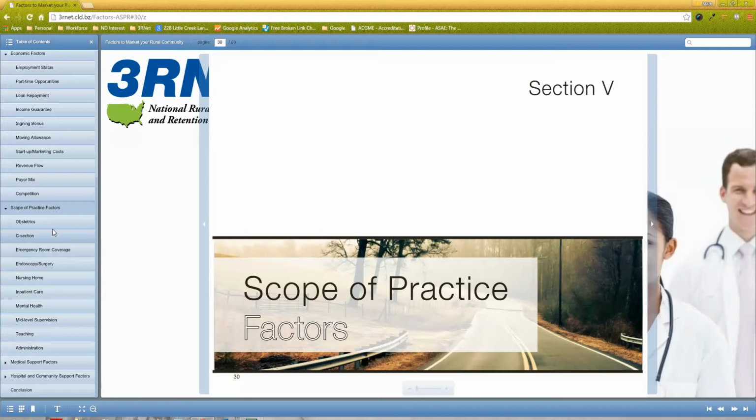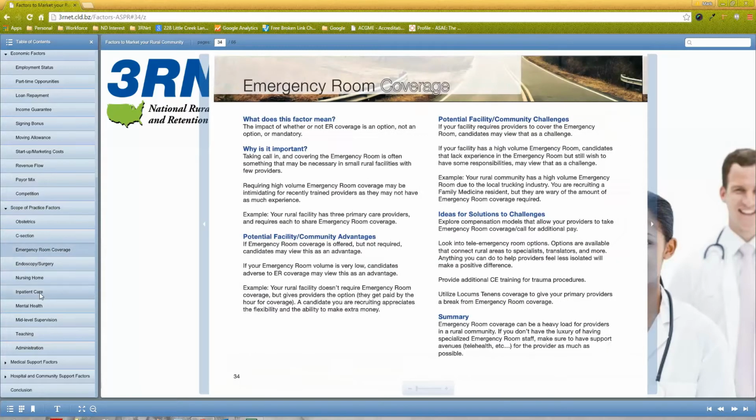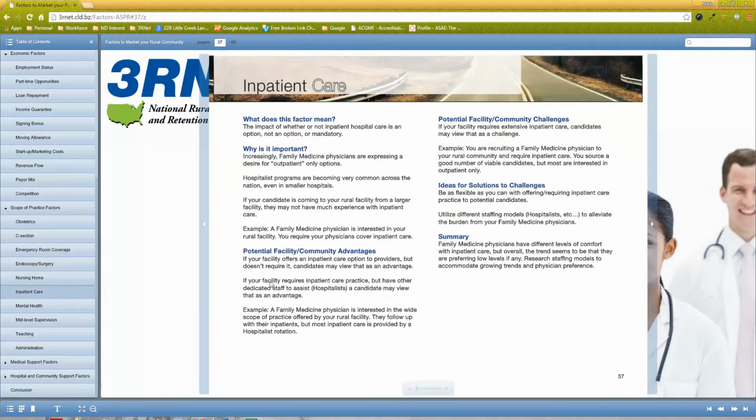However, we took them and we were a little bit more liberal in their definitions, and so we think about 80 or 90% of this book is really relevant to not only family medicine physicians but other primary care specialties as well as other professions, NPs, PAs, the type of folks that our members are really recruiting. So scope of practice, we get into emergency room coverage, inpatient care, and again each factor is set up in the exact same way to look at why is it important, potential advantages, potential challenges, and then ideas for solutions.